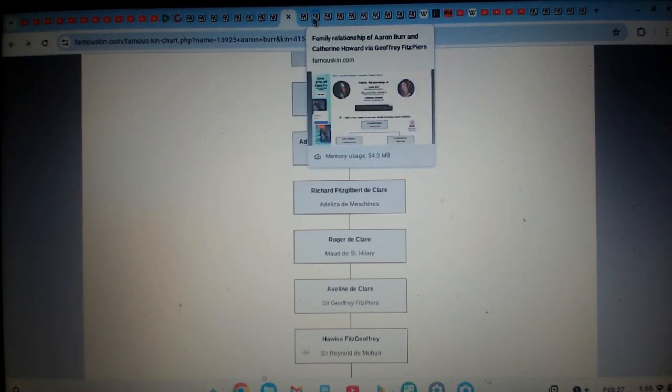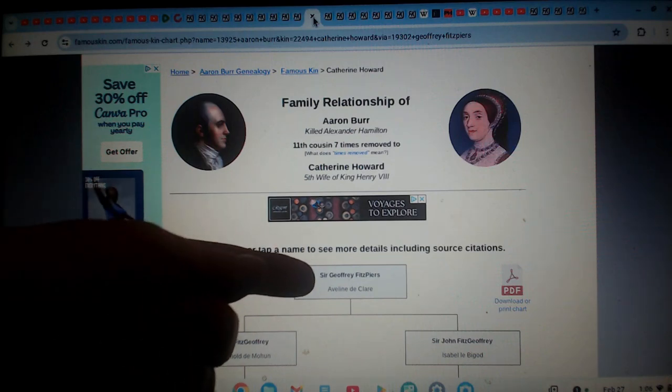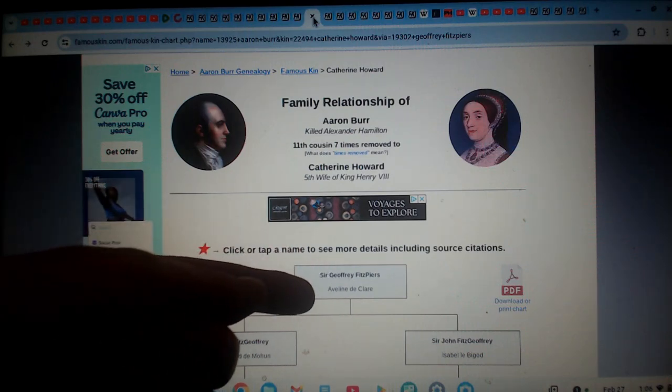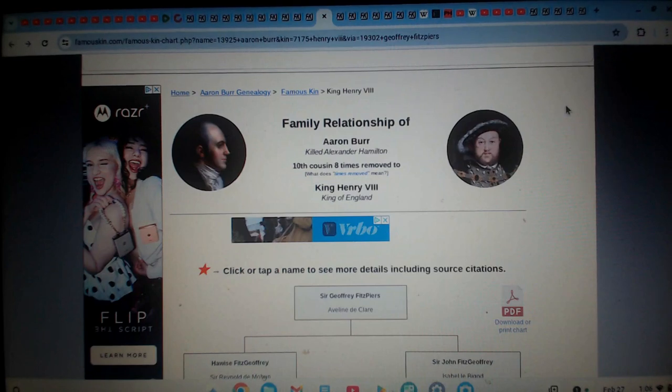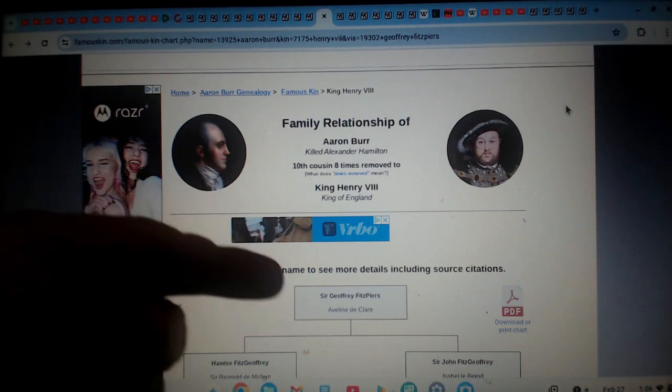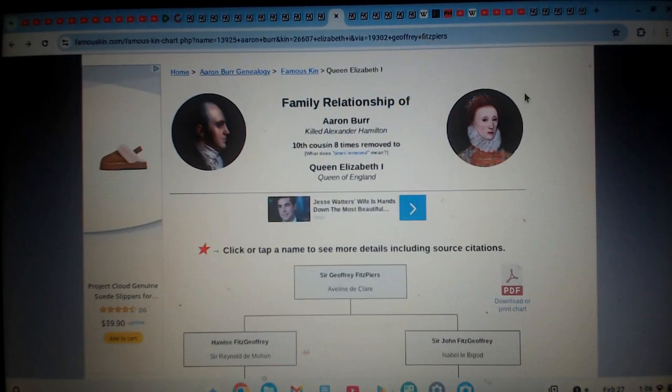Well, let's look at the people of the English monarchy. Let's look at Catherine Howard. That's the 5th wife of King Henry VIII. Sir Geoffrey Fitzpierce and Aveline de Clare. Oh, look, how about King Henry VIII himself? Not just his wife, but him. Again, Sir Geoffrey. Queen Elizabeth I, again, Sir Geoffrey Fitzpierce and Aveline de Clare.